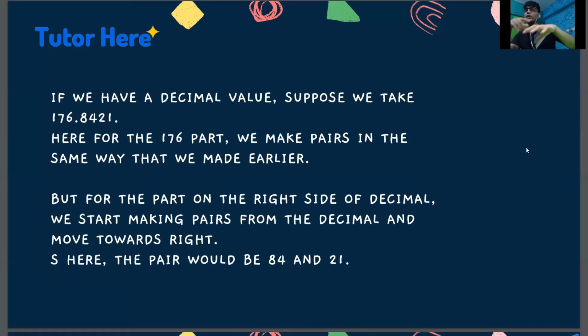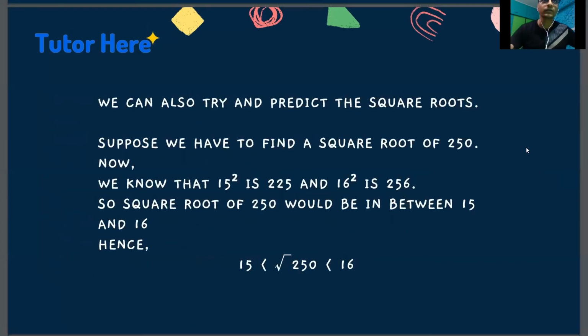Suppose it was odd. Suppose we had a number, let's see, 7 after 1. What we would have done is 84, 21 and 70, because we can take n number of zeros. So we can also try and predict the square roots.